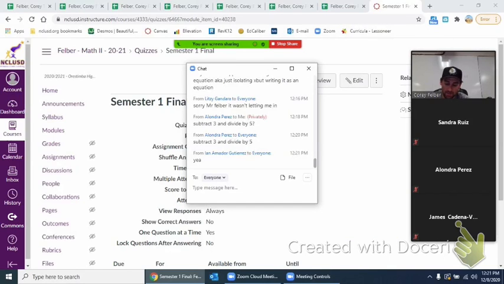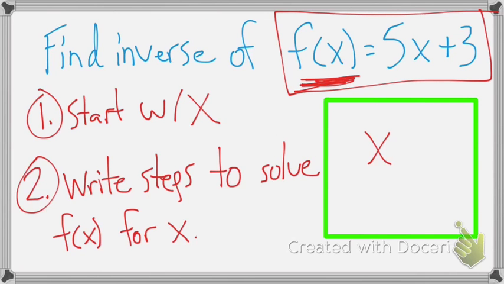You're the man, Ian. So to figure out what the inverse is then, again, remember we already did step 1. We started with x. Now we just have to write the steps that would solve it for x. So subtract 3 and divide by 5. And that's our inverse. It has to be in that order.